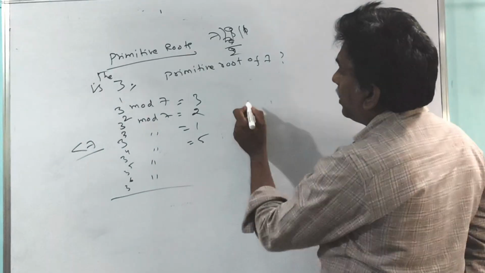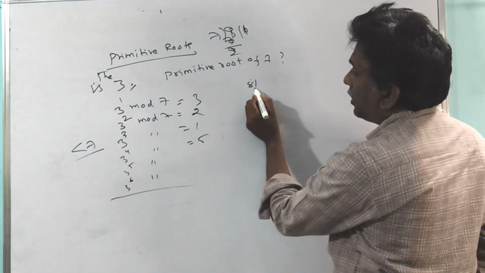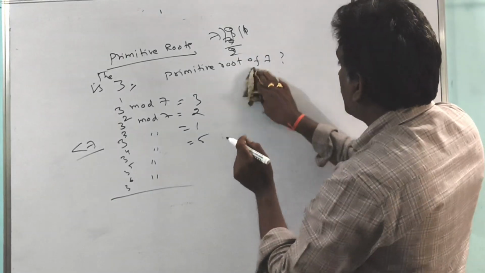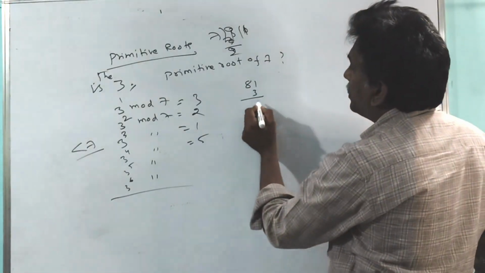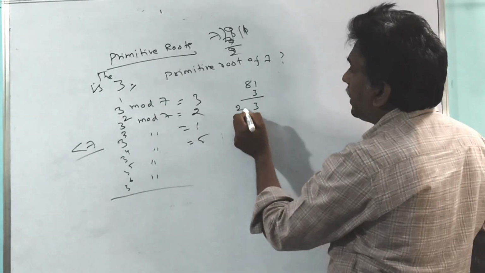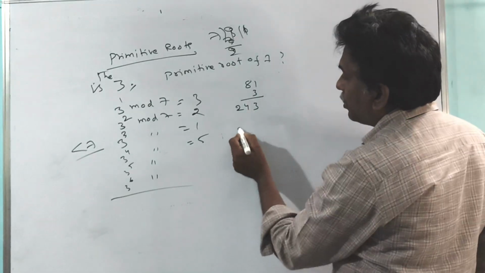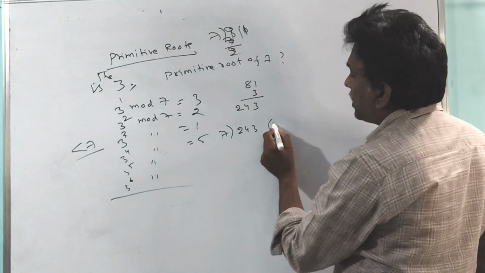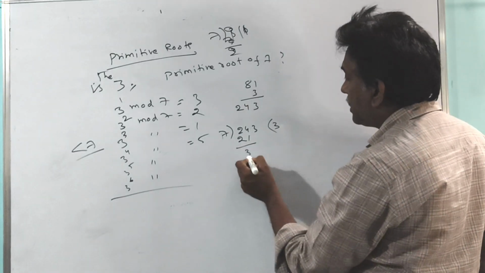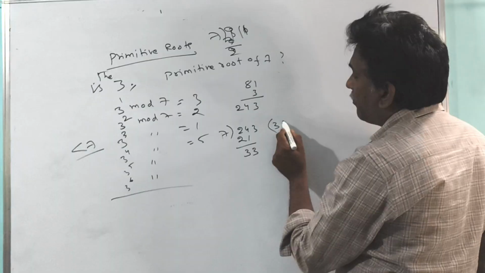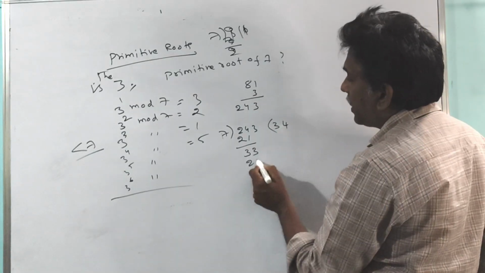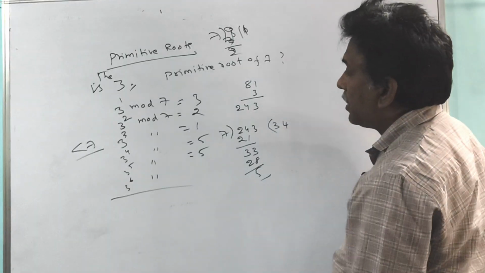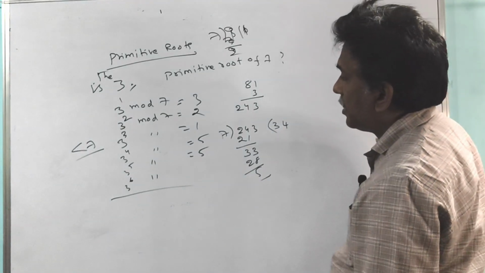3 power 5. 3 power 4 is 81, so 3 power 5 means 81 into 3. 3 into 1 is 3, 8 threes are 24, so 243 mod 7. 7 threes are 21, 7 fours are 28, remainder is 5 here. So 3 power 5 is 5.